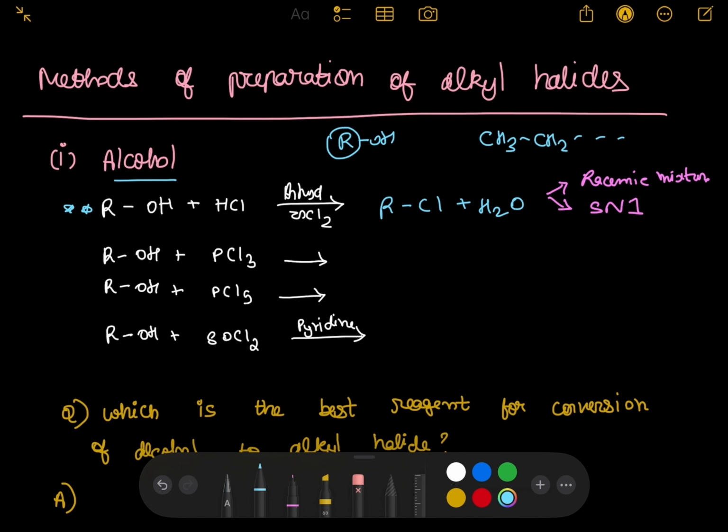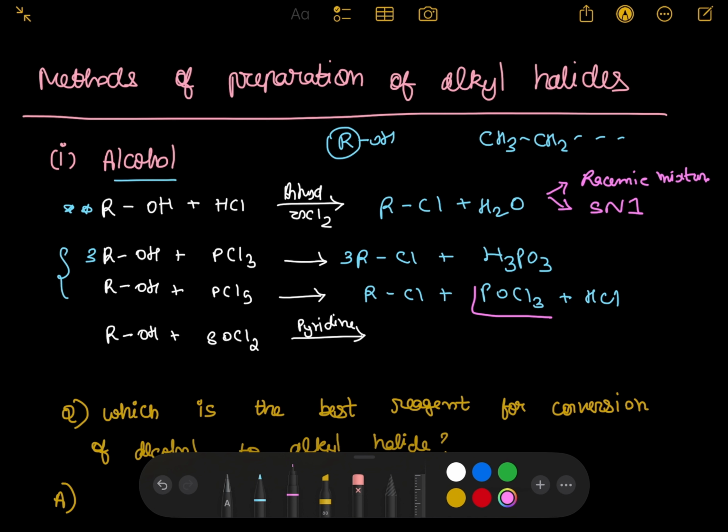Now ROH with phosphorus trichloride. I get RCl plus H3PO3. Now we'll just balance this equation. If I put 3 here, I'll put 3 here. Clear? Now ROH plus PCl5. What do I get? I get RCl plus POCl3 plus HCl, right? In these two reactions, they usually ask you what your byproducts are, or to balance the equation.